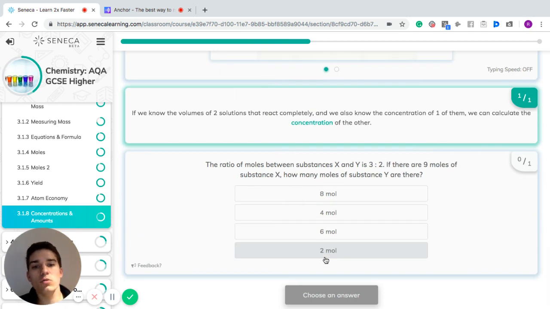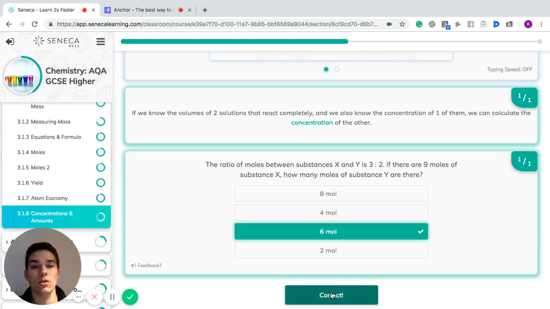The ratio of moles between substances X and Y is 3 to 2. If there are 9 moles of substance X, how many moles are there of substance Y? So you're going to need to get your maths hat on for this. If we've got an X to Y ratio of moles of 3 to 2, and there are 9 moles of X, then dividing 9 by 3 will give me 3. And multiplying it by 2 to find out how much Y there is will tell me that there's 6 moles of substance Y.